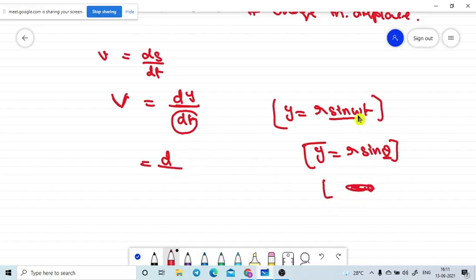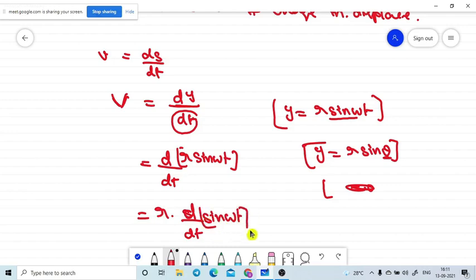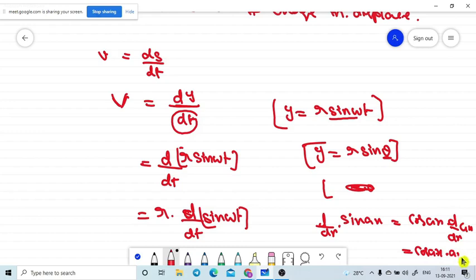That's why I have written theta is equal to omega t, because for the derivative the dependent parameter is theta, and the t term is there. That's why I wrote it in terms of t. So dy by dt, where y is equal to R sin omega t. R is a constant, so we keep it outside: R into d by dt of sin omega t. We know the formula d by dx of sin ax is equal to cos ax into d by dx of ax, that is cos ax into a.